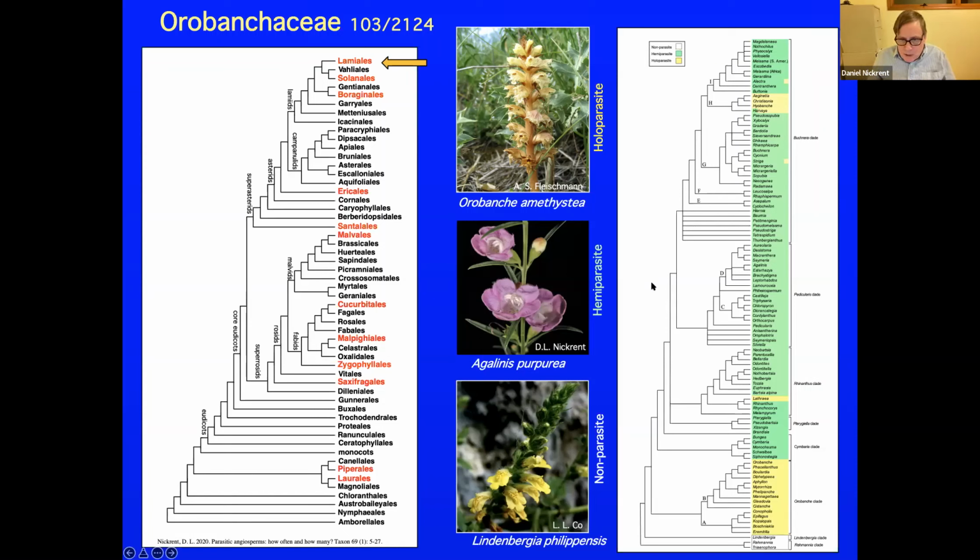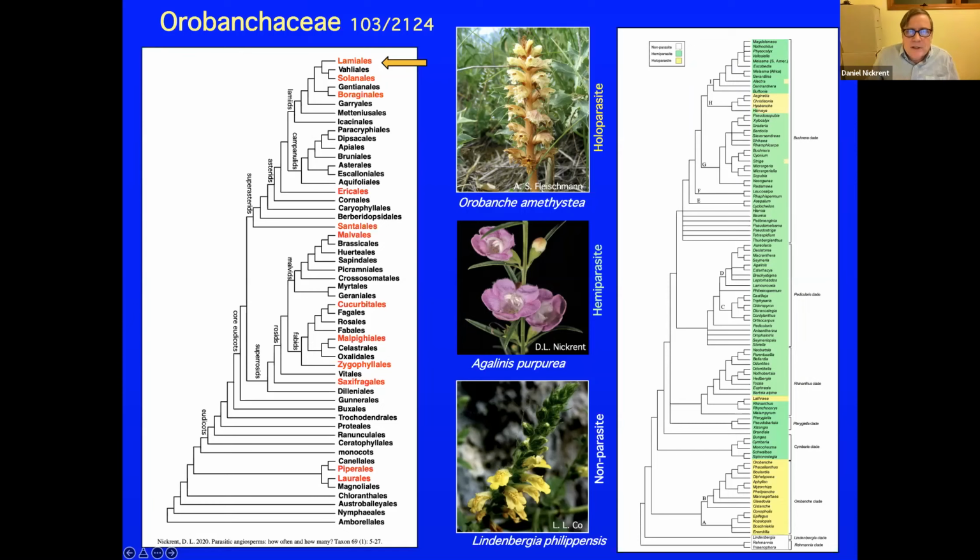I'm going to risk using my mouse here. This one down here. This occurs in the Philippines, actually. It's a non-parasitic member of Orobanchaceae. And where does it occur in the phylogeny? Way down here, along with Rehmannia and how do you say that? Triaenophora, the Chinese things. So those are non-parasites.